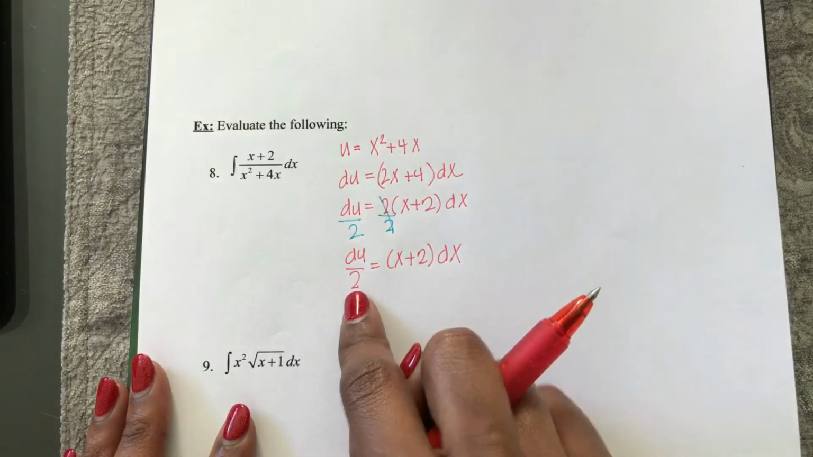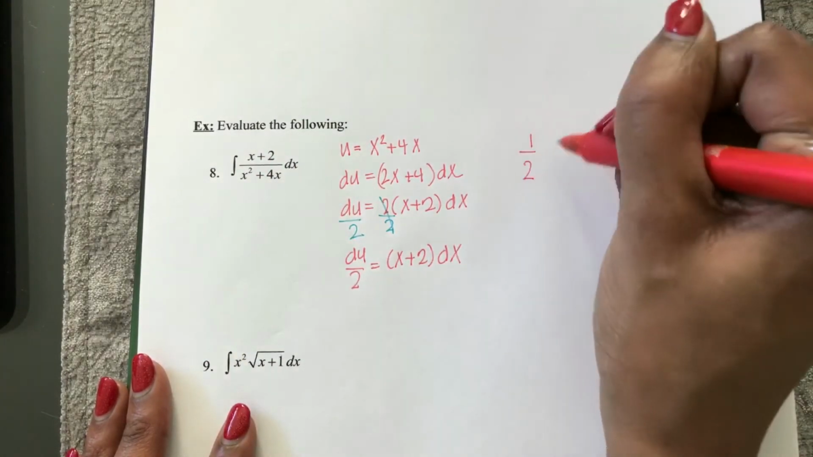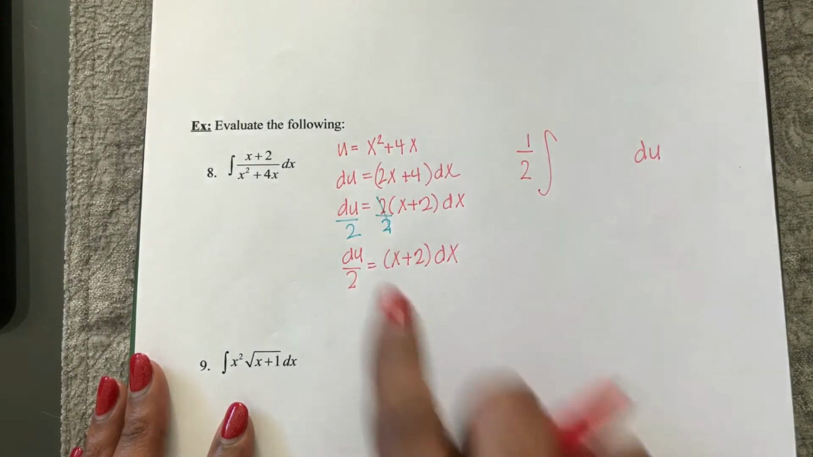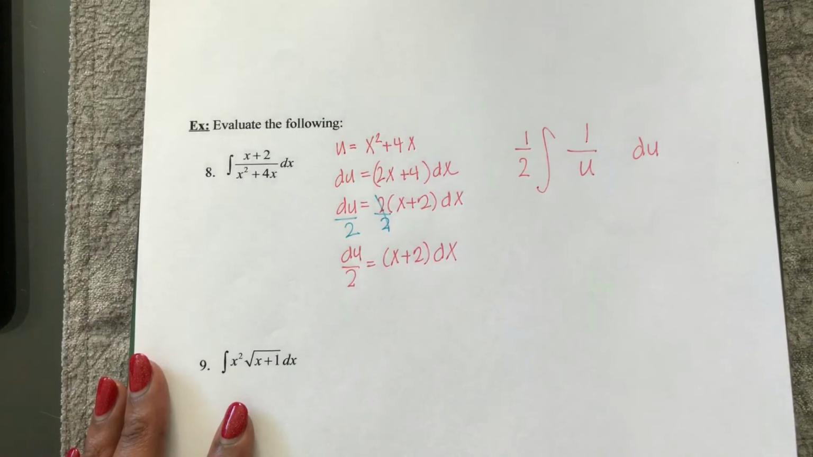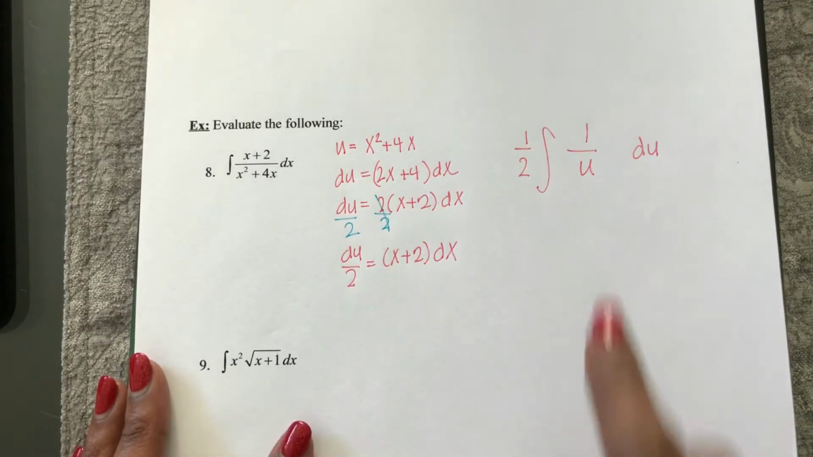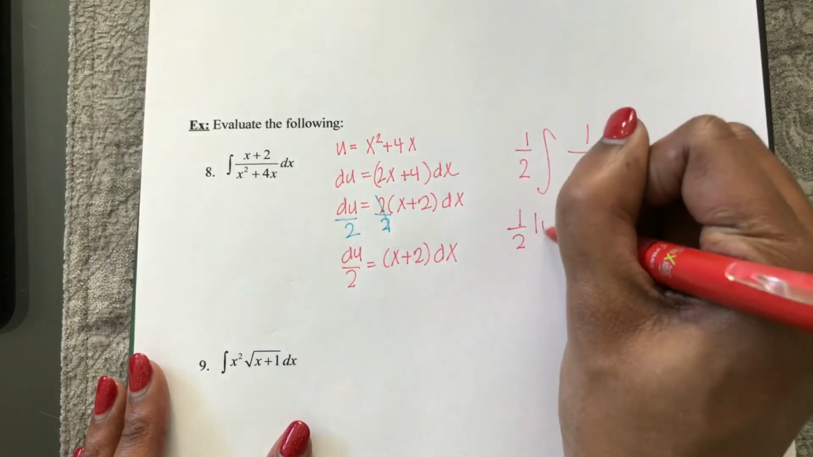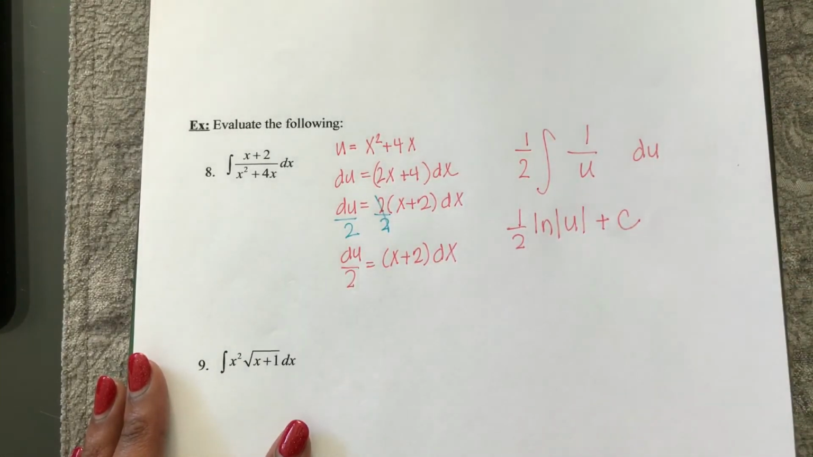So du over 2 is x plus 2 dx. So that's 1/2 integral du. And then what's left? Only my denominator, 1 over u. So what is the antiderivative of 1 over u? It's going to be ln absolute value of u plus c.